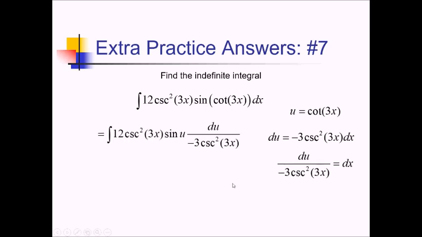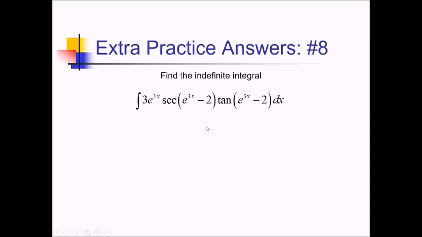Time to cross some stuff off. Cosecant squared of 3x, we will happily eliminate that. And then 12 over negative 3, that's going to be negative 4 to go with the sine of u and the du that are left over. Antiderivative of sine is going to be negative cosine. So this ends up being positive 4 cosine of u plus c. And then we can replace u with cotan of 3x to get our final answer.